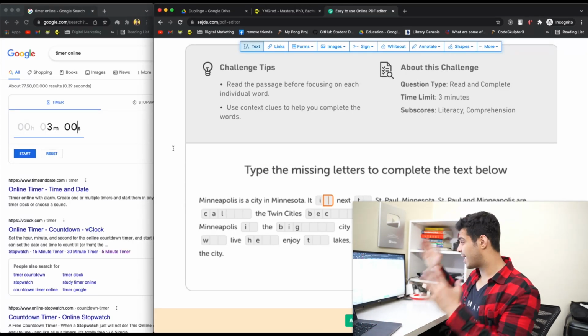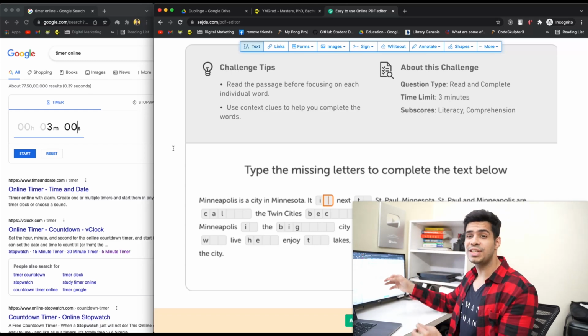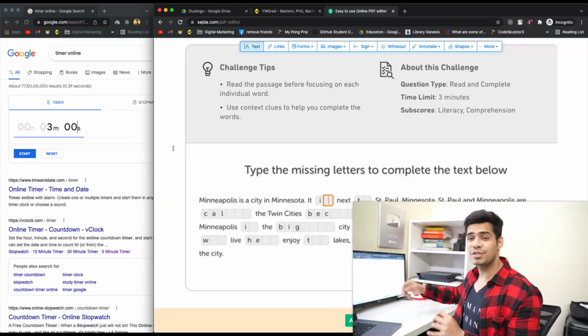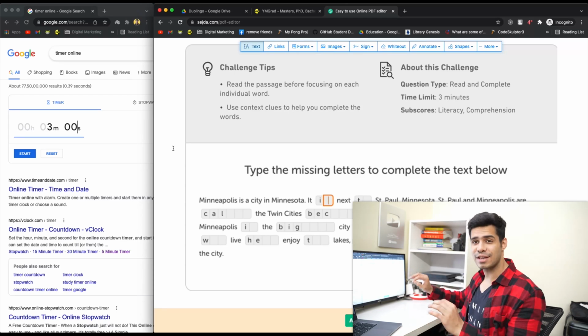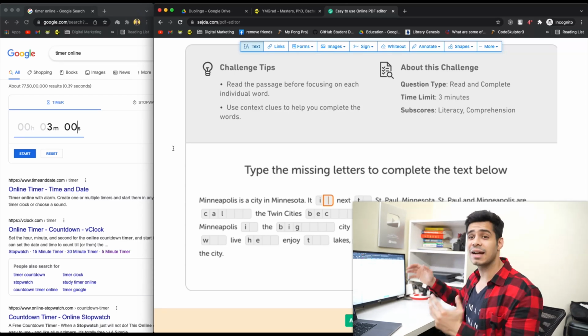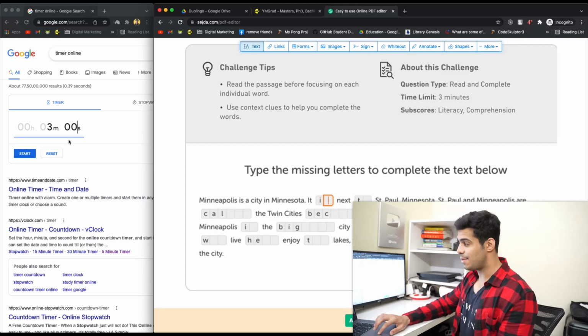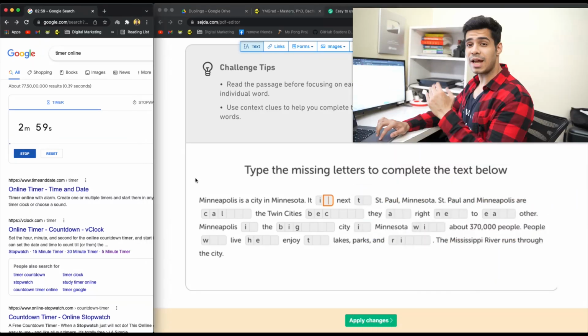Guys, before we start, as you can see, I have put a timer on the screen. I'm going to take exactly 3 minutes or less to solve these questions. We're going to do these together, so stick with me and see the exact approach. I'm going to start the timer and let's begin. Okay, so the timer is started.